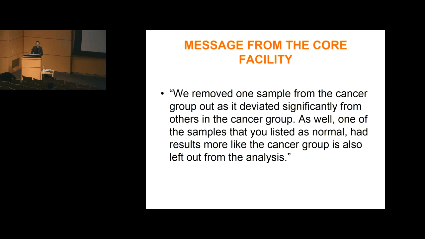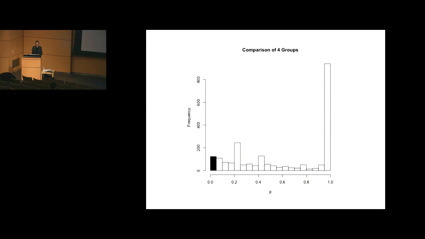So hypothetically, let's assume that we get a message that says one sample from the cancer group, so one patient, significantly deviated from the others in the cancer group, as well as the samples that you listed as normals, and had results more like the cancer group, and is also left out from the analysis. So one patient here provides multiple samples, right? So by removing that patient, the results change quite a lot.